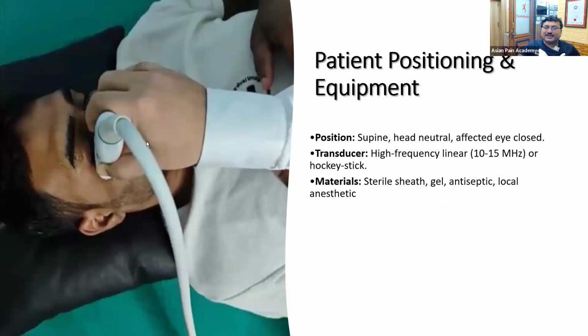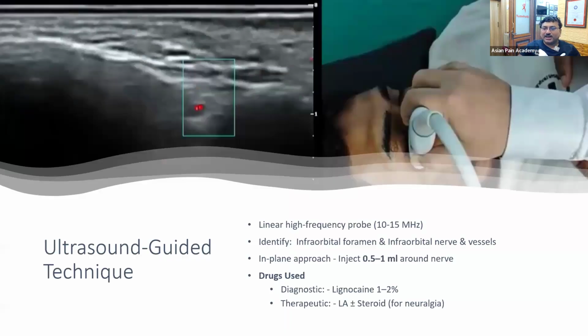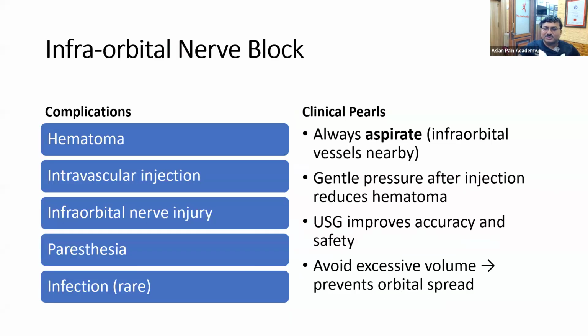Here also the technique is almost similar. Patient should be supine, head neutral, same transducer, linear transducer, either hockey stick or plain linear transducer, and try to go into the infraorbital foramen, find out again the artery, and we will be able to see the artery at this point. Rest of the procedure is exactly same. Complications are also exactly same. So there is not much to think about it. It is a very simple procedure and can be done when required.